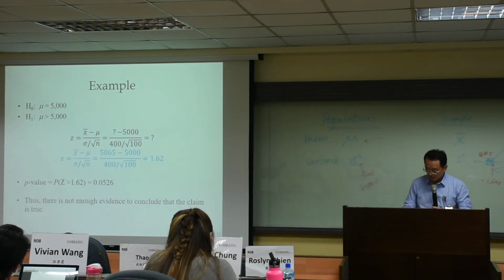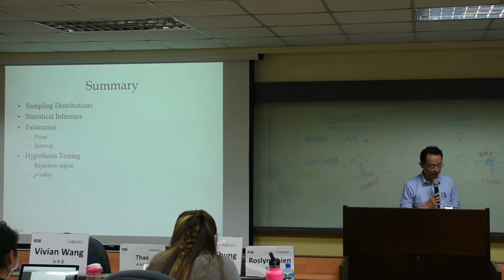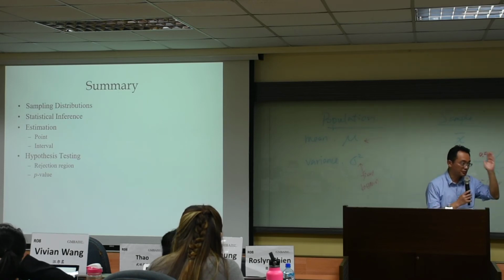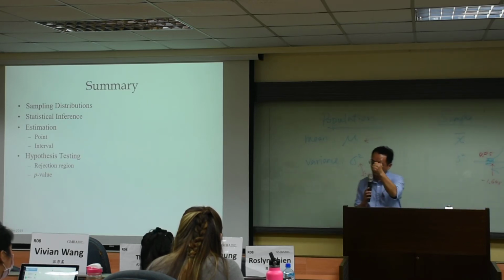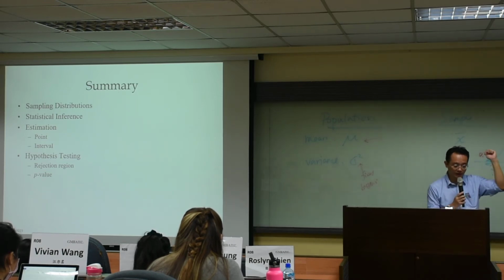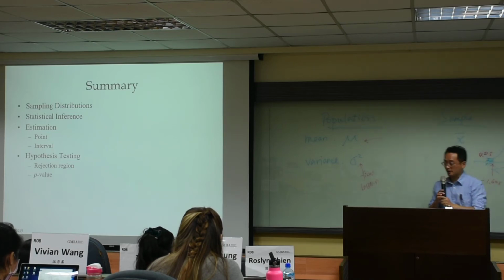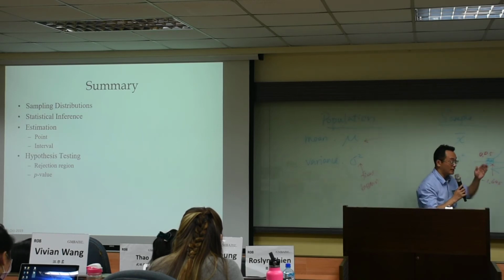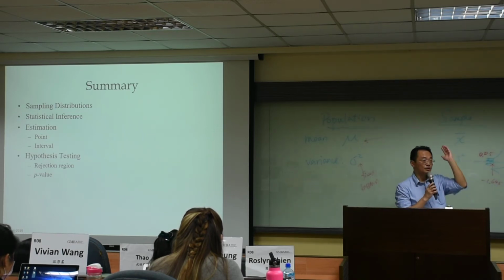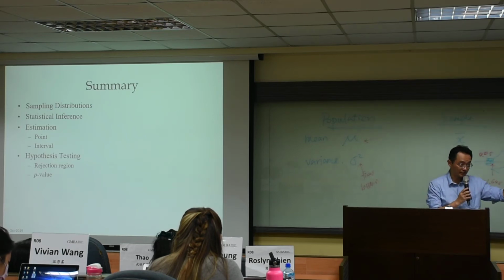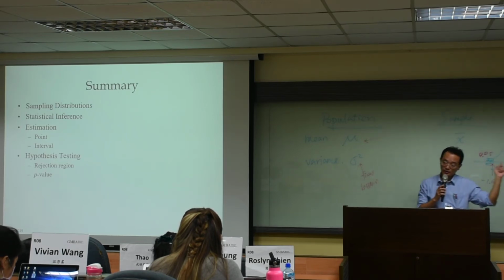Okay, this is the end of my talk today. We talked about sampling distributions, and we talked about statistical inference. There are two forms of statistical inference: estimation and hypothesis testing. For estimation, we have point estimation and interval estimation. Point estimation is using x bar to estimate mu, and we use the central limit theorem to know that x bar follows a normal distribution, then we can use this property to create a confidence interval. So this is the interval estimation.